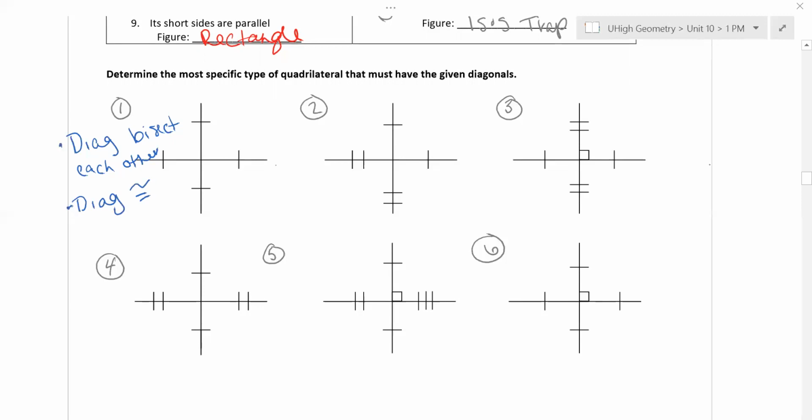So what is the most specific shape that has diagonals that bisect each other and diagonals that are congruent? Which shape has both the diagonals congruent and bisecting each other? Well, if you look back at our images, the most specific that we can be would be a rectangle for number 1.